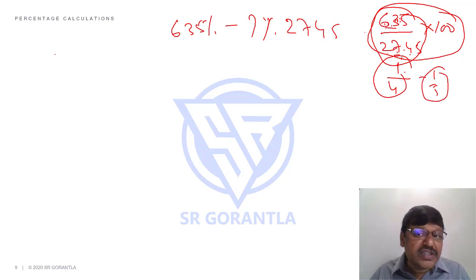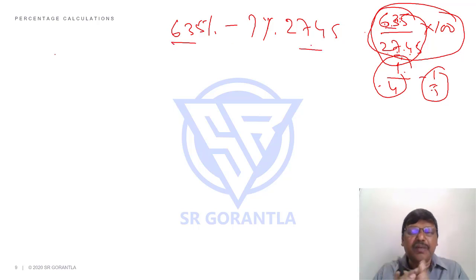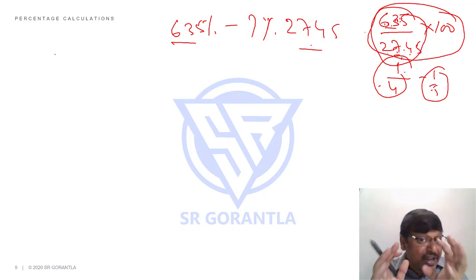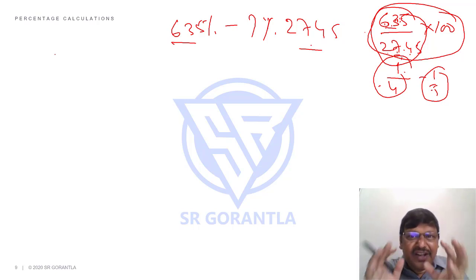1 by 4 is what percent? 25%. 1 by 5 is what percent? 20%. So that means my answer is between 20 and 25%. Like that, when you see 2 numbers, students, without putting your pen on the paper, you should be able to estimate, I repeat, estimate your answer. I mean, in what range it is going to be. This is one way of estimation.